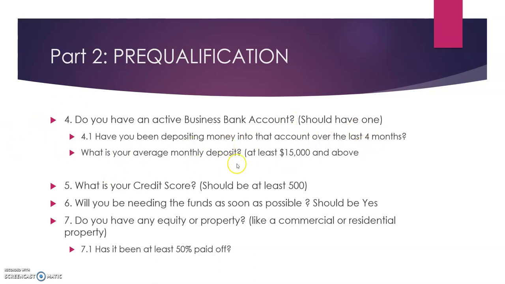Then what is your average monthly deposit? Again, as what I mentioned, it should be at least $15,000 and above. Okay? Now, with regard to how much they could take as a loan, they're only required to get 4 times the amount of their monthly deposit. So let's say they're making $15,000 a month. They obviously could not be getting like $100,000 or $1 million. No. It should only be 4 times their monthly deposit.